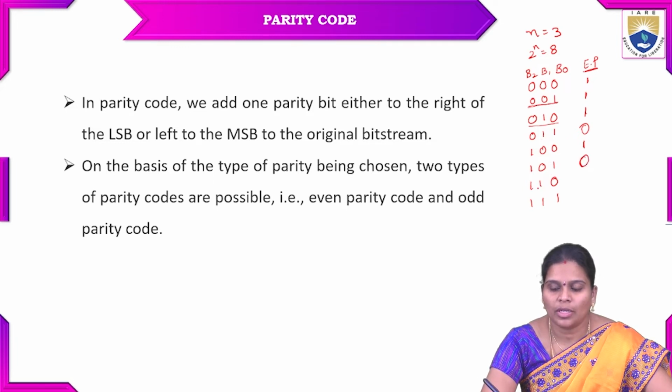So next one is 1 1 0. Here also the number of ones is 2, so this is an even value. So this is the even parity, that will be 0.